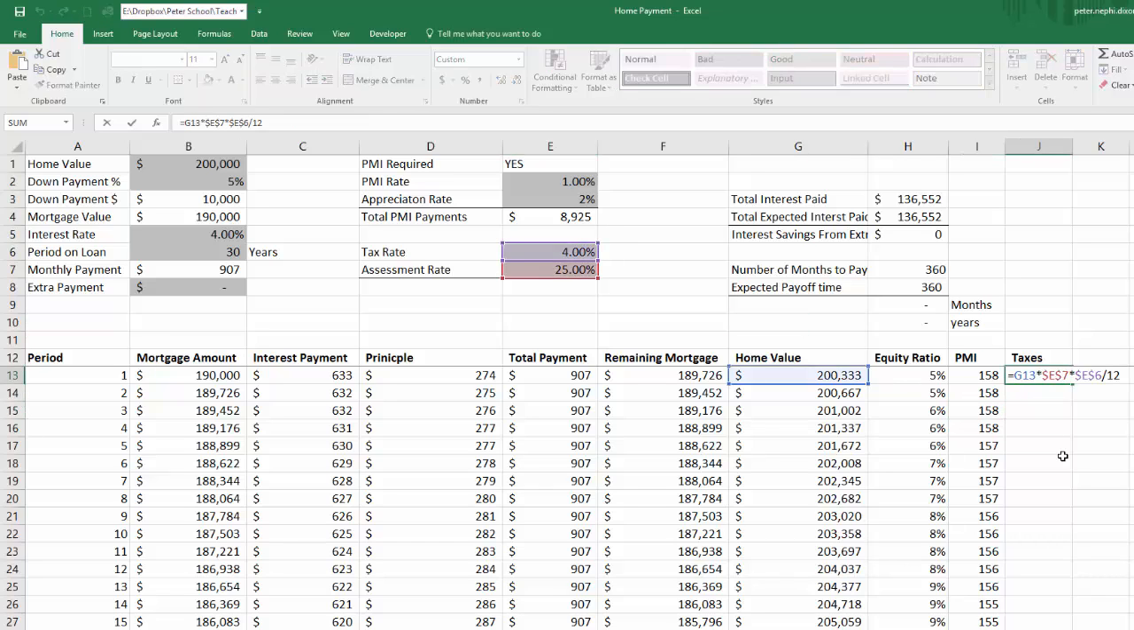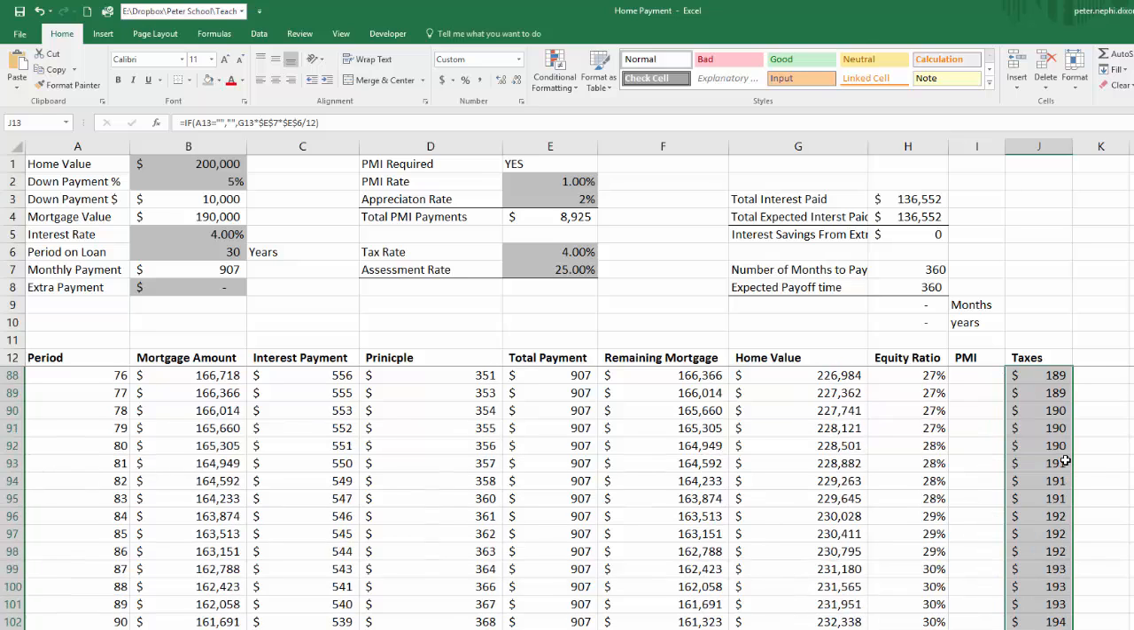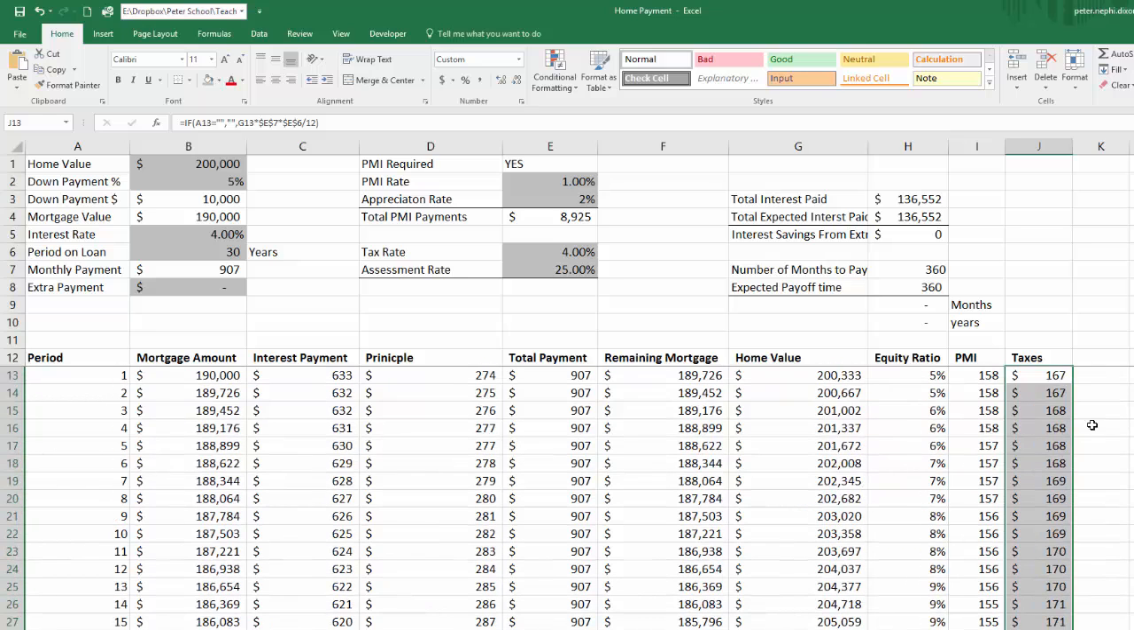Lastly, we need to say if the period is equal to a blank, then give me a blank. If not, give me what I have right there. So we now can calculate, and we can see that over time our taxes are going to gradually increase as the value of our home increases as well.